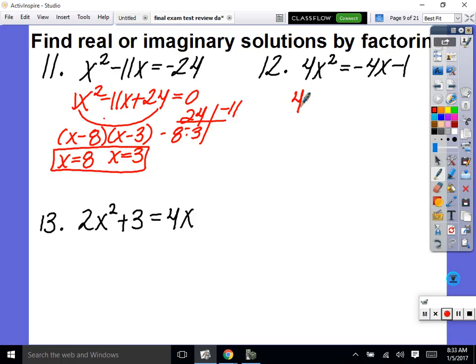I didn't see the graphing. If it says solve by graphing, doesn't that mean just plug it in your calculator and then do second trace zeros? You know what I mean?